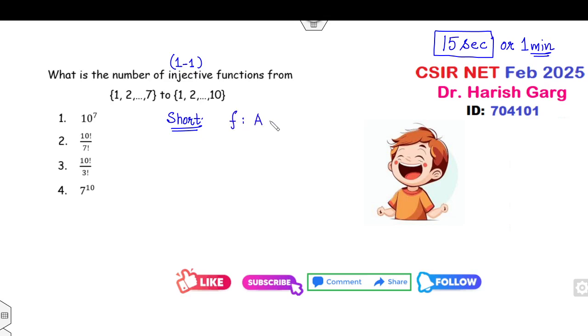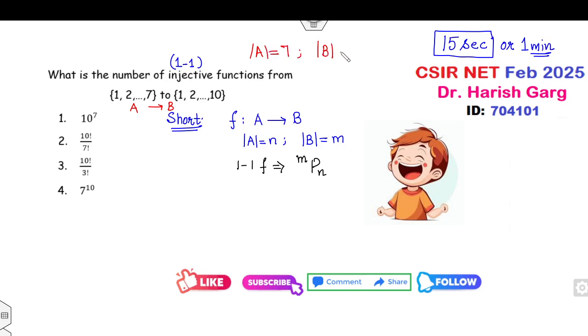If f is a mapping from A to B such that the cardinality of A is n and the cardinality of B is m, then can you find the number of one-one functions? The number of one-one functions is mPn. So if you look at this, this is my A to B. What is the cardinality of A? 7. The cardinality of B is 10. So your right answer is 10P7, that is 10 factorial divided by 7 factorial. And the right answer is B.